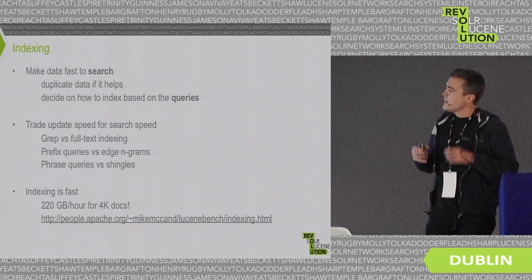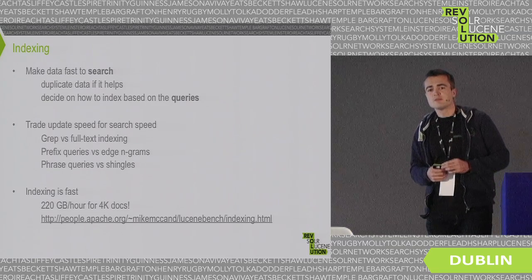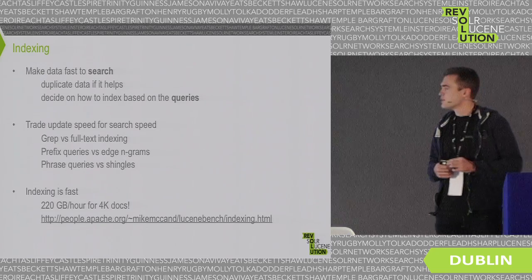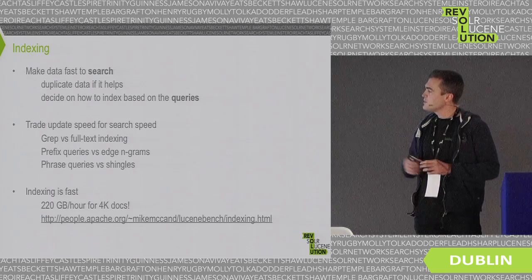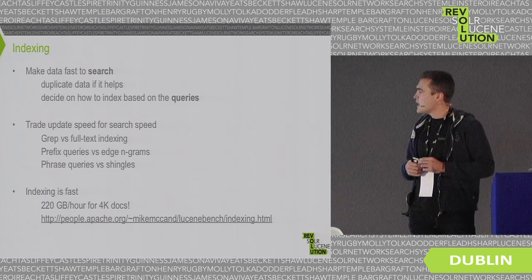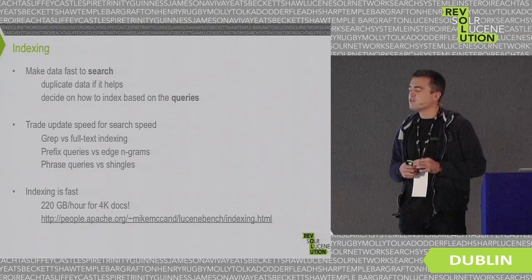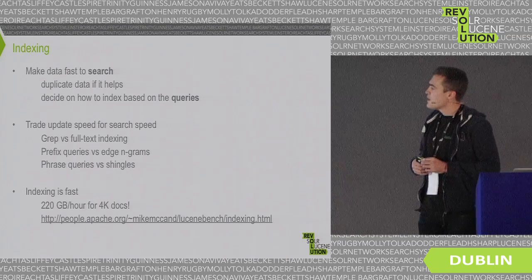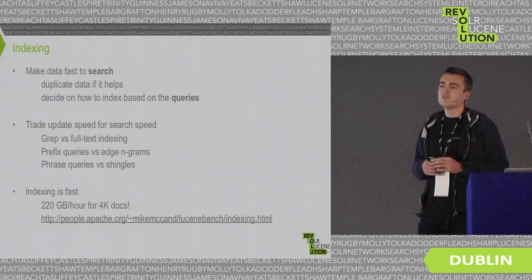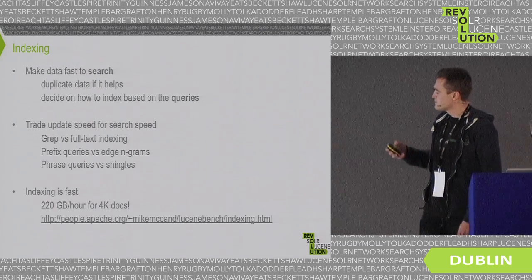So as I said, indexing is about trading update speed for search speed, but most of the time indexing is much faster than what you think. For example, we have a Lucene committer whose name is Mike McCandless, who runs a daily benchmark of Lucene, and the last time I checked, the update rate for 4 kilobyte documents extracted from Wikipedia was 220 gigabytes per hour, which is, in most use cases, a very good indexing rate.